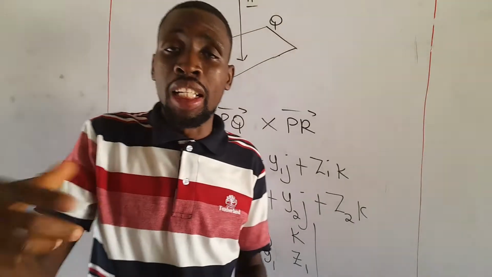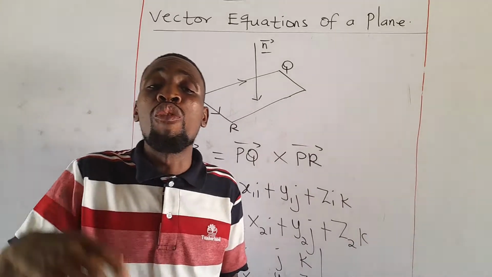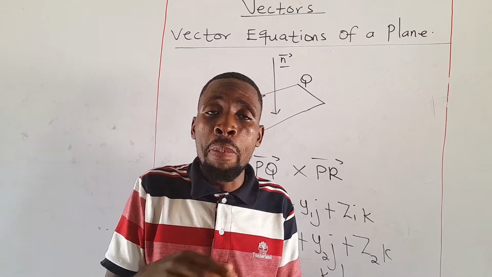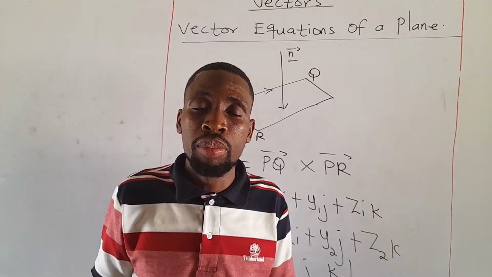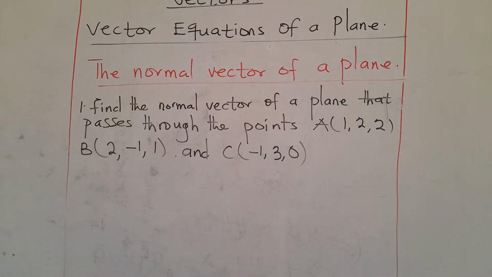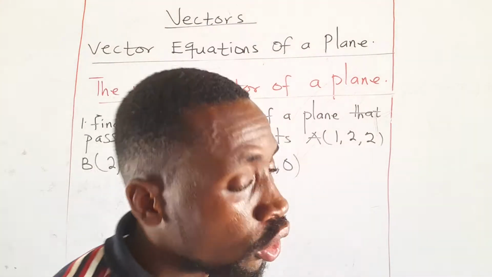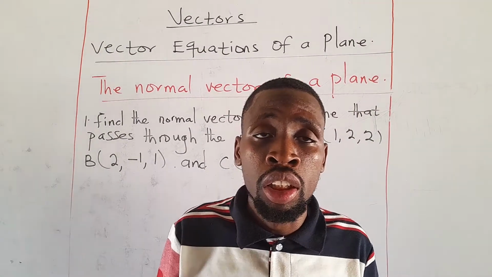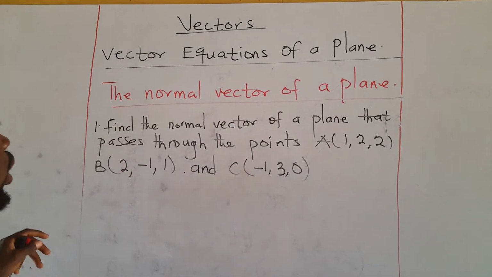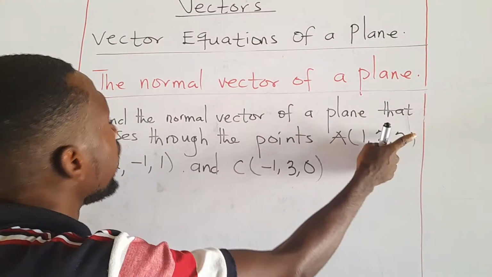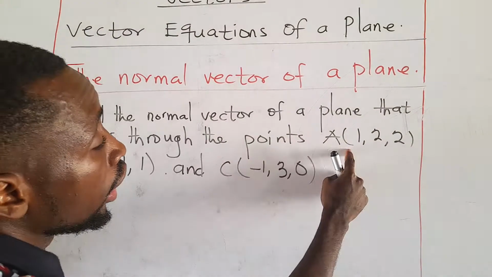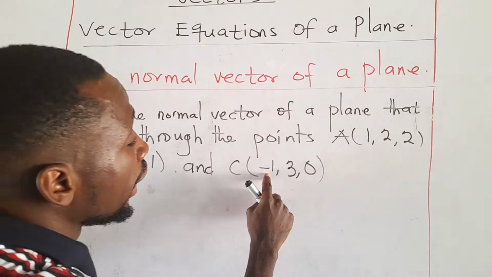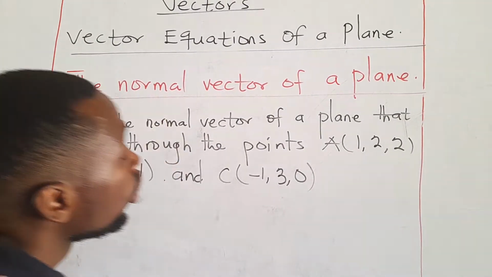So we'll take some sample questions, then we'll learn how to find the normal vector of a plane that passes through 3 points. So we said before we can find the vector equation of a plane, we need to know the normal vector acting on the plane. So let's learn how to find the normal vector. Find the normal vector of a plane that passes through the points A(1, 2, 2), B(2, negative 1, 1), and C(negative 1, 3, 0). So how do we do that?